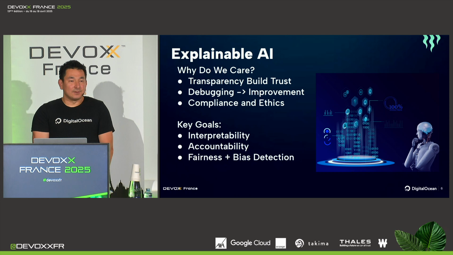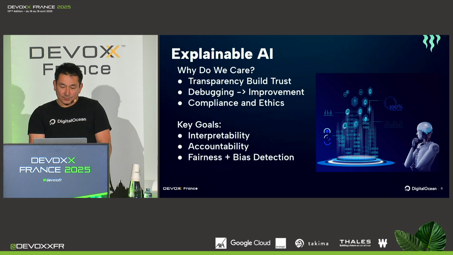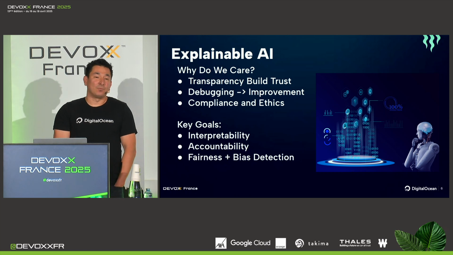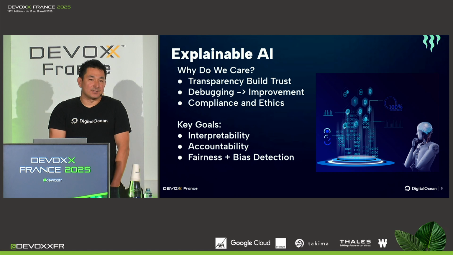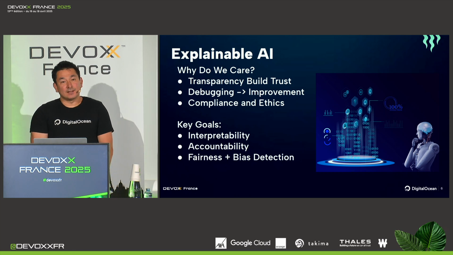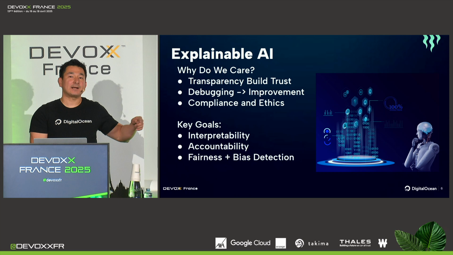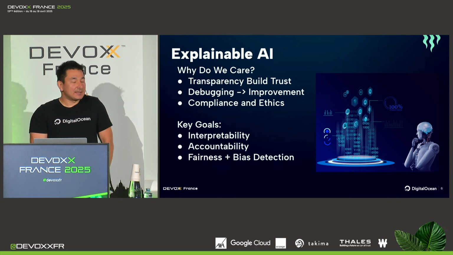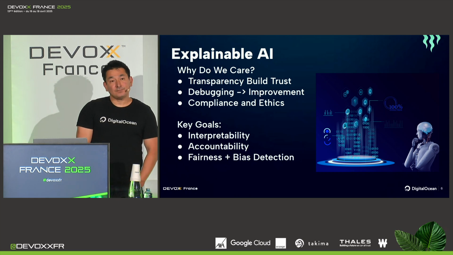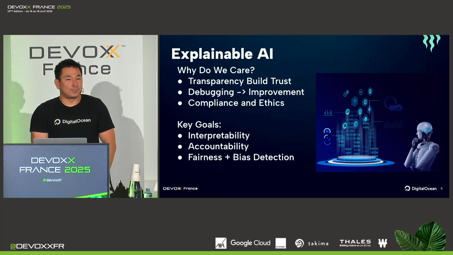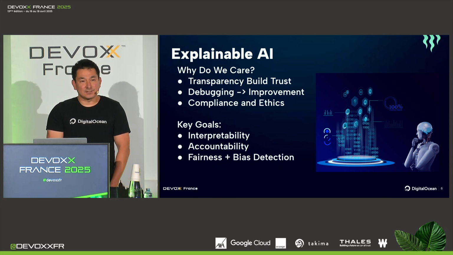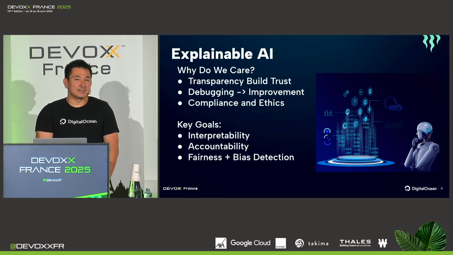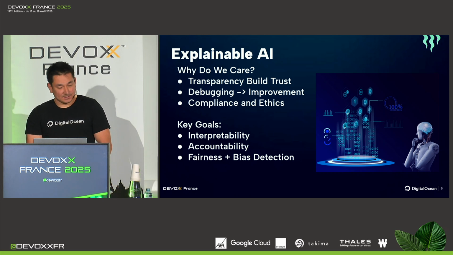So the key goals then is to provide interpretability, right? So you want to be able to explain and understand why your AI and ML systems are doing what they're doing. And by understanding, you can then have accountability, right? So you can understand what factors and what data was included in making the decisions that they're making. And then ultimately, you build in fairness, you minimize your bias, and you're able to detect those things and remove them from your AI and ML systems.